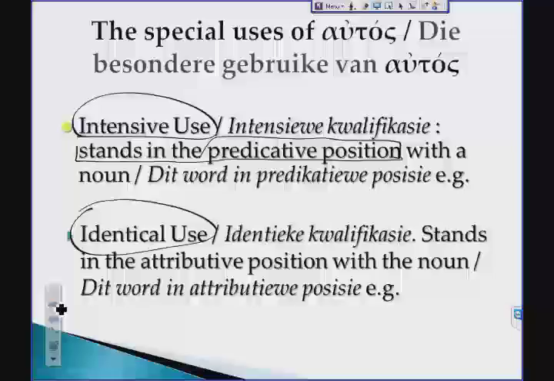Remember, the article and the noun stand together, and then the adjective will come. That means outside the definite article and the noun, then the adjective comes, without its own article. Then we call that a predicative position. Okay?